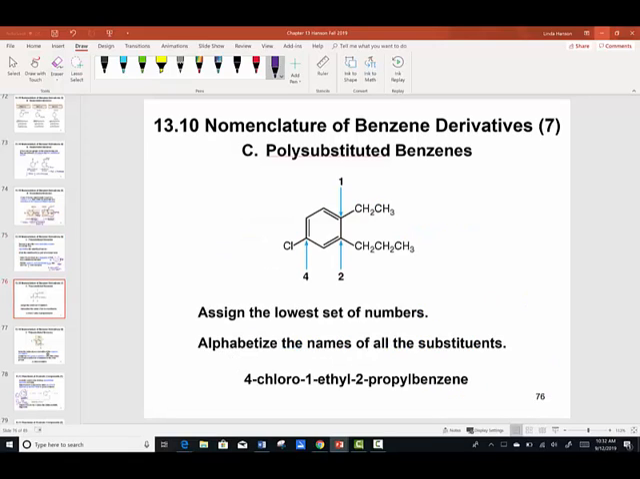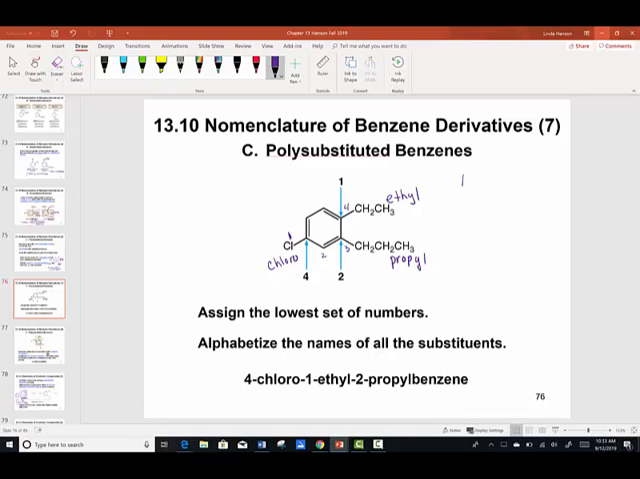If we have a polysubstituted benzene, we just think about alphabetizing and making sure the numbers are in the lowest position possible. Here I have an ethyl group. Here is a propyl group, and here is a chloro group. Beginning with the alphabet, we may be tempted to call chloro position 1, but that would put this at carbon position 3 and 4.